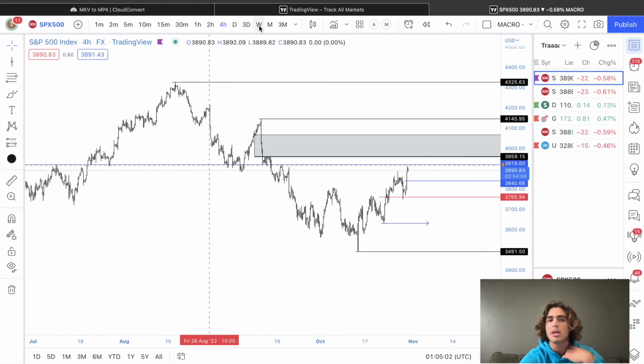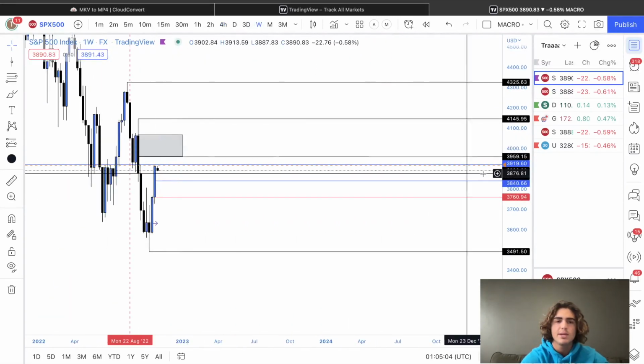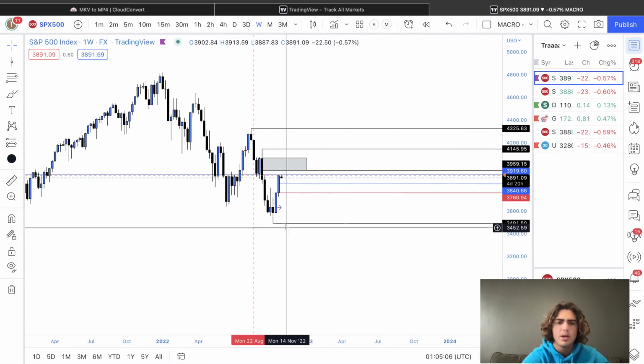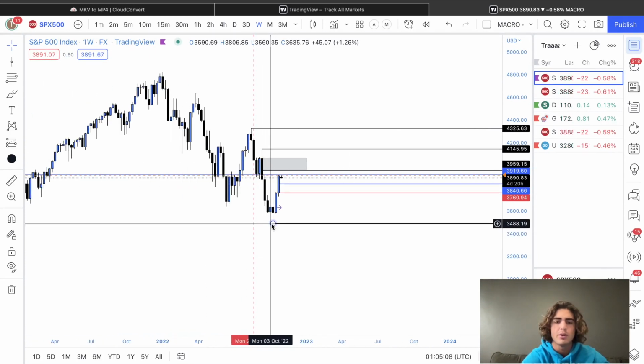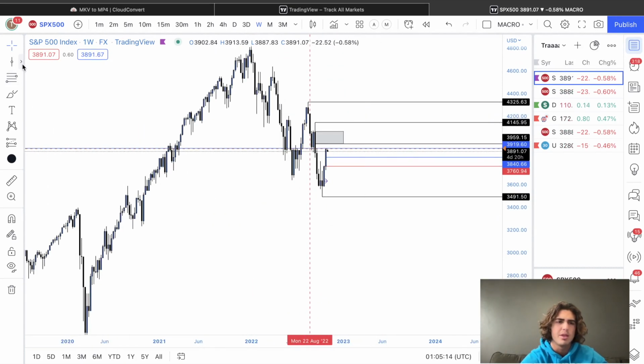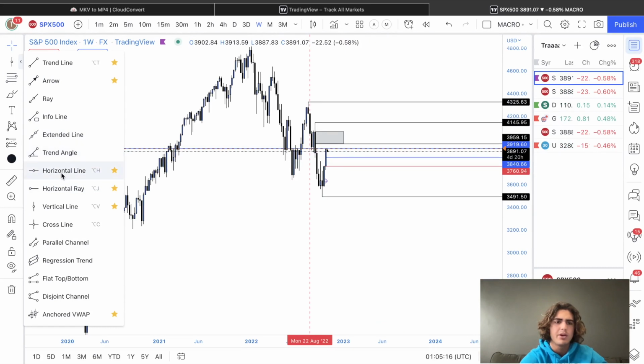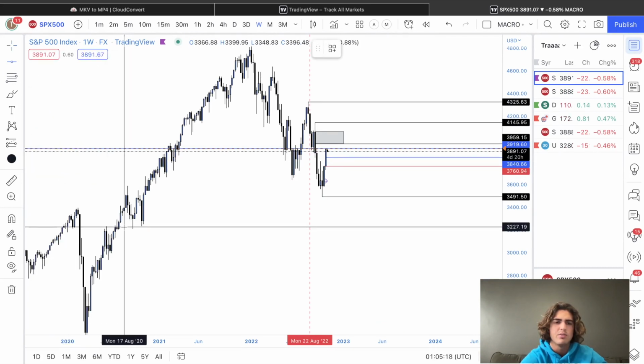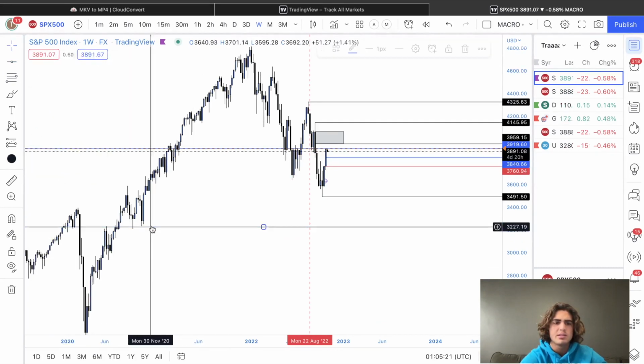500. Where are we targeting after this swing? Well, first of all, this is going to be the first draw on liquidity, right? It's a swing low. So this is our first draw on liquidity. And then we can mark out some other levels for potential very long-term targets, okay?